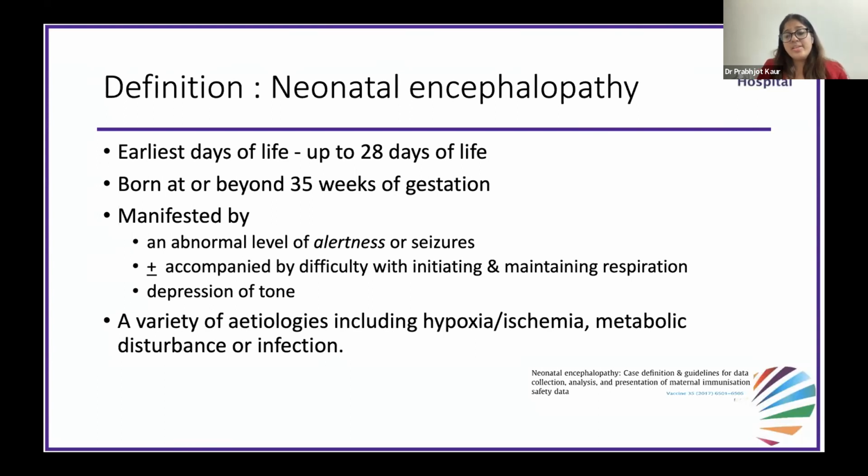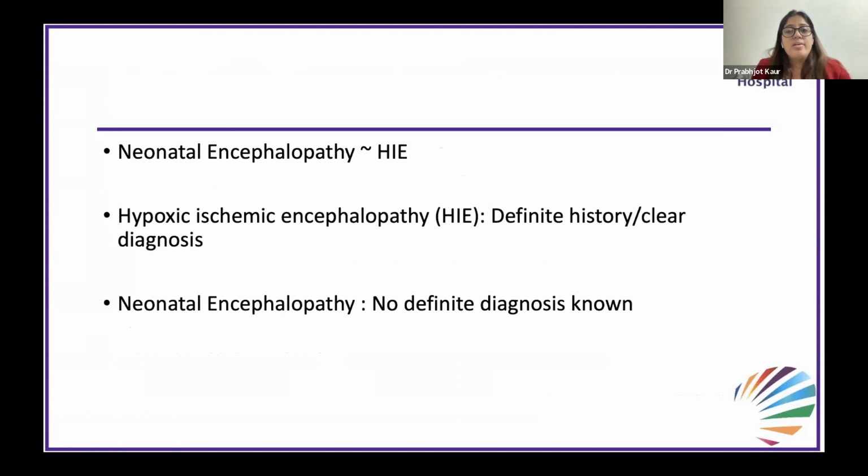But in case we go beyond this definition, for us, any child who is having any abnormal level of alertness or is having seizures accompanied by respiratory difficulties, depression of tone, we label it as a neonatal encephalopathy. Now, neonatal encephalopathy includes various etiologies, including hypoxia, ischemia, metabolic disturbances, or infections. Very frequently, neonatal encephalopathy has been used interchangeably with hypoxic ischemic encephalopathy. Now, neonatal encephalopathy is a broader term, and HIE is a single entity which is a part of neonatal encephalopathy. So in case we have a very clear-cut history to support the diagnosis of HIE, or we have a very clear diagnosis which is supported by imaging findings or history findings, we term it as HIE.